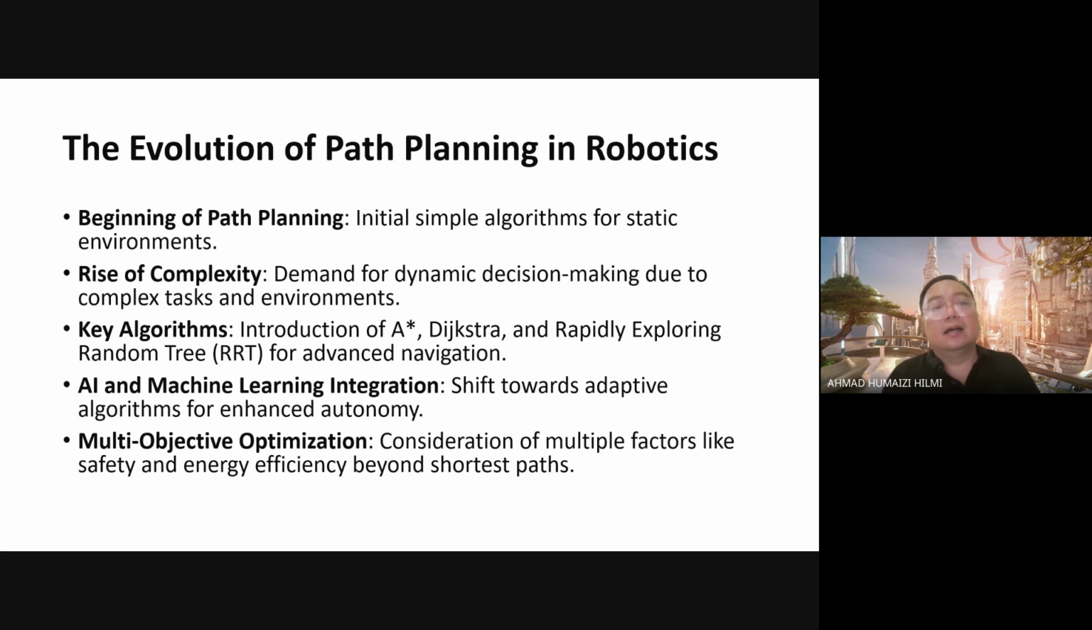Now, with the advancement of AI and machine learning integration, they switched towards adaptive algorithms for enhanced autonomy, and they are also doing multi-objective optimization, meaning consideration of multiple factors like safety and energy efficiency beyond the shortest path.